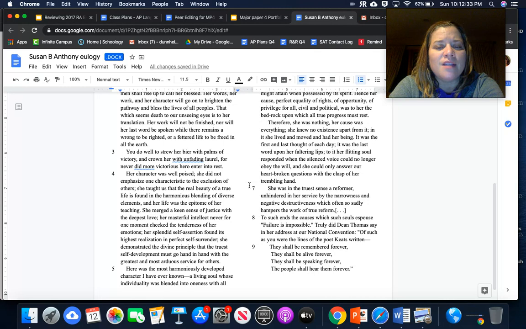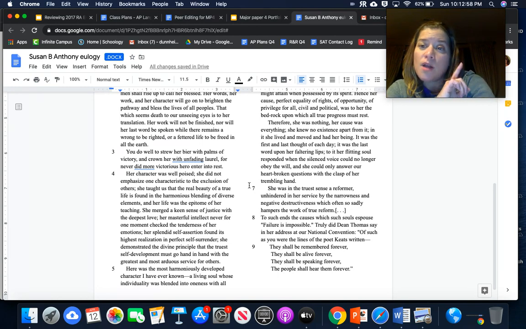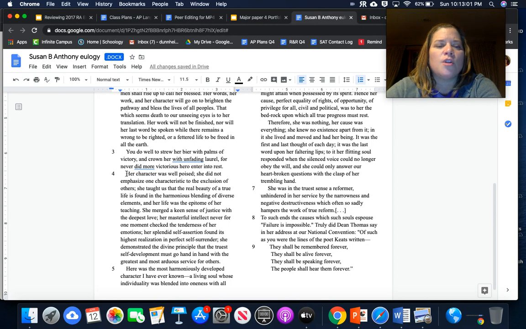She merged a keen sense of justice with the deepest love. Her masterful intellect never for one moment checked the tenderness of her emotions. Her splendid self-assertion found its highest realization in perfect self-surrender. She demonstrated the divine principle that the truest self-government must go hand in hand with the greatest and most arduous service for others.